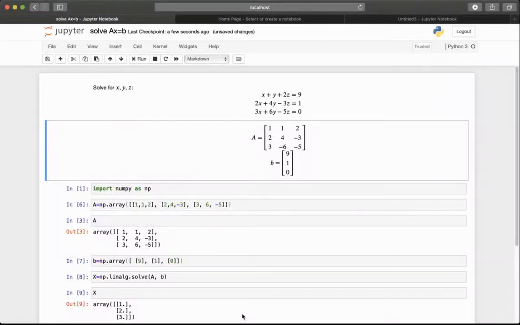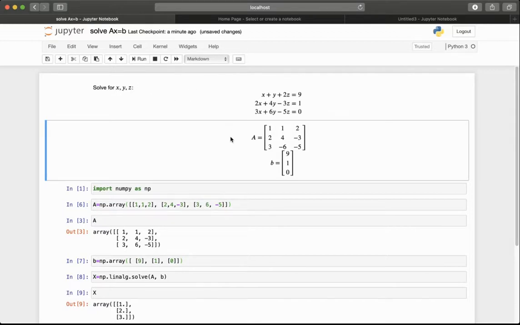Okay, so I want to show you how to use Python to solve systems of linear equations. So here I have a Jupyter notebook that's running Python 3, and the system of equations that I want to solve is this one we saw last time in class. x plus y plus 2z equals 9, 2x plus 4y minus 3z equals 1, and we have a third equation here. And we want to solve for x, y, and z.